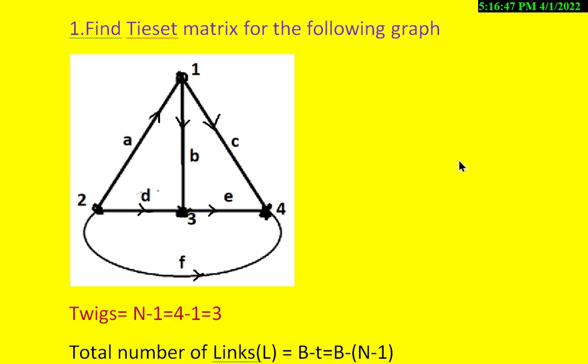So we have seen how to obtain the Tieset matrix using two numerical problems. To get the Tieset matrix, we should know the oriented graph, and from that we should get the tree, and from that tree we should get the Tiesets possible. The number of Tiesets possible is equal to the number of links. That we obtain using the total branches minus the number of twigs, that is n minus 1.